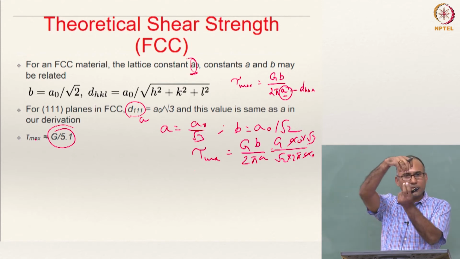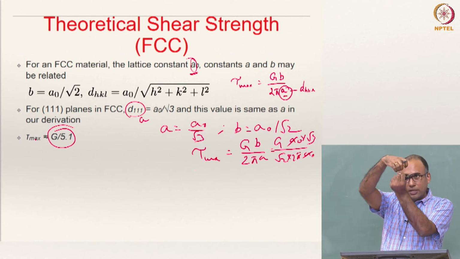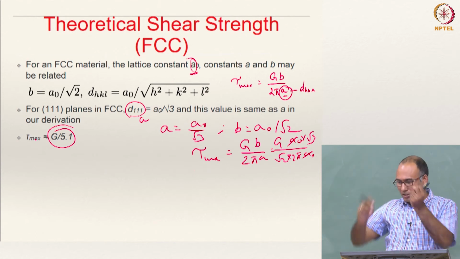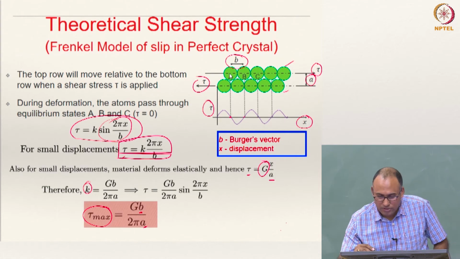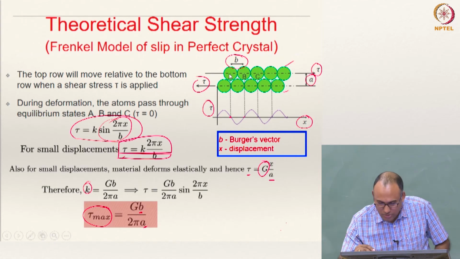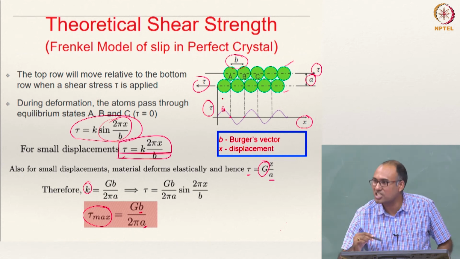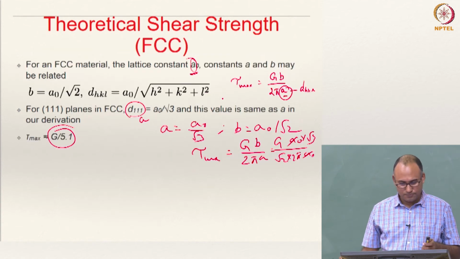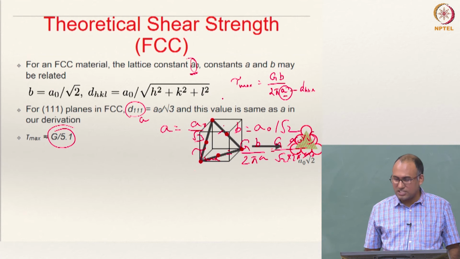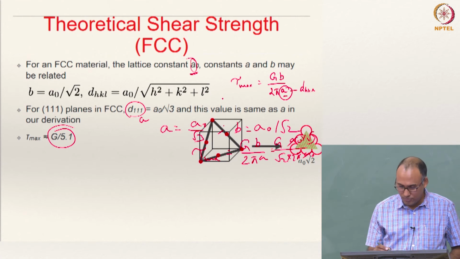So one atom usually is in contact with this atom, and the bond between these two will be broken only when it passes through that peak, right? In the previous case, the bond between these two atoms when you are applying shear is broken once it passes through that peak, and that is the maximum shear stress that is required. That is what is called the shear strength of the material. Okay, so that is your FCC.